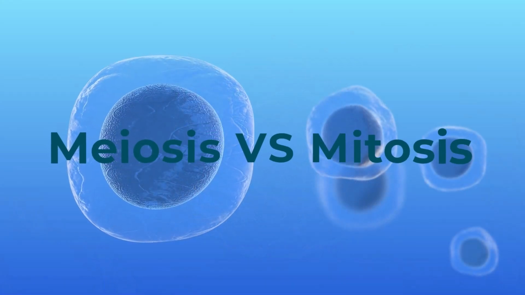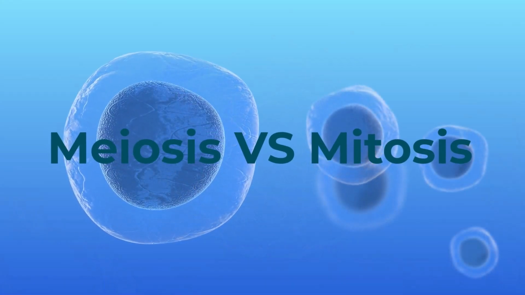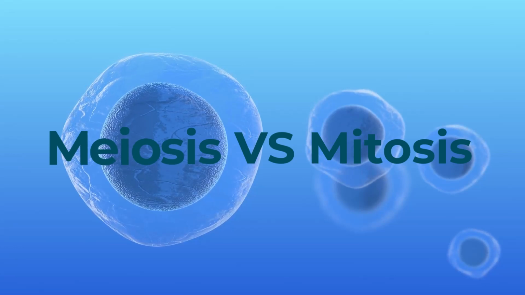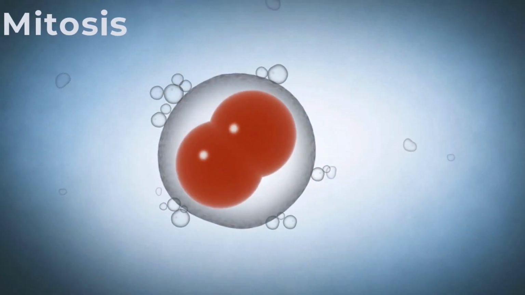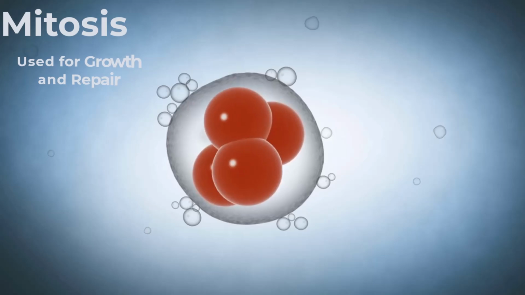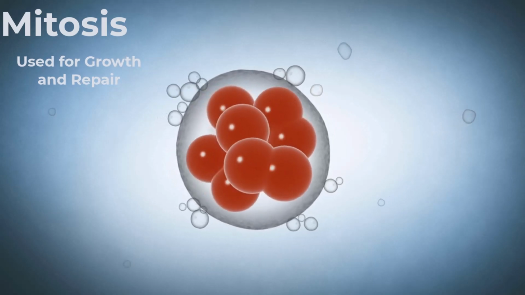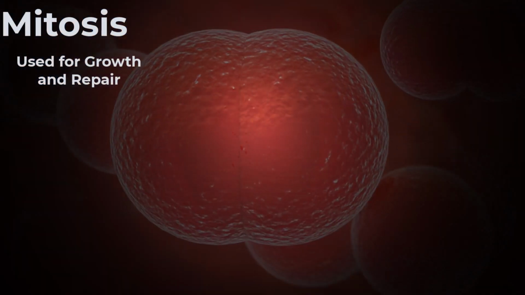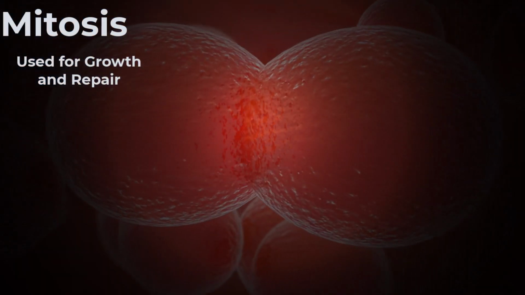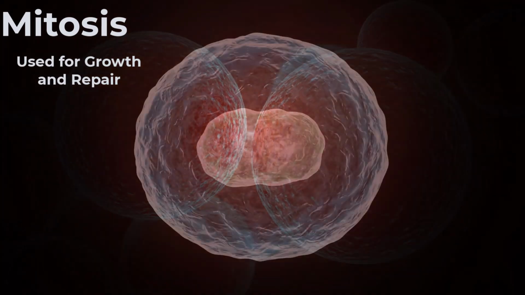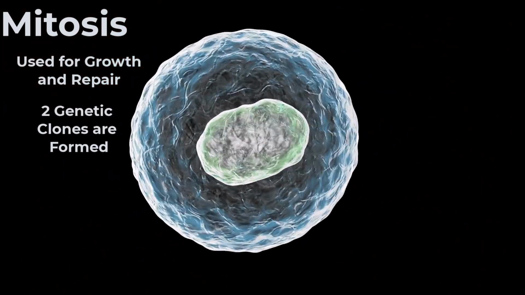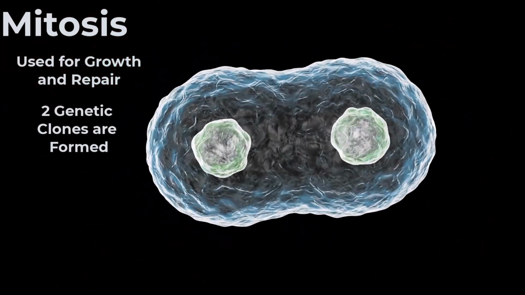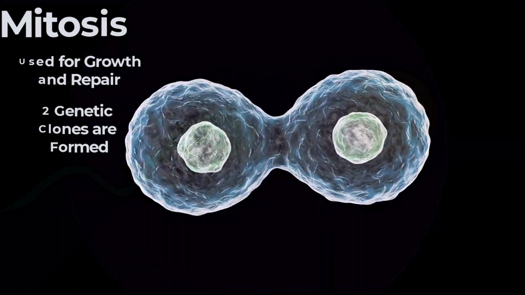Let's look at some differences between the processes of mitosis and meiosis. First, we'll look at mitosis. Mitosis occurs after the zygote is formed, resulting in the growth of the organism. Mitosis is also used to replace old, worn-out somatic cells. In the process of mitosis, two genetically identical daughter cells are formed.